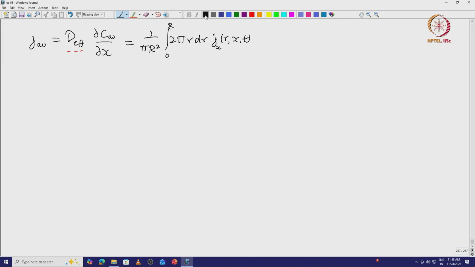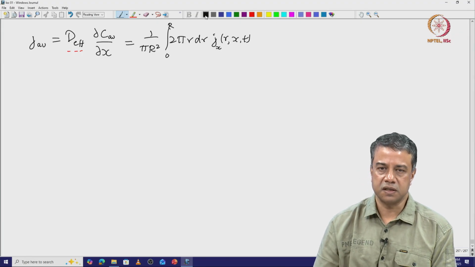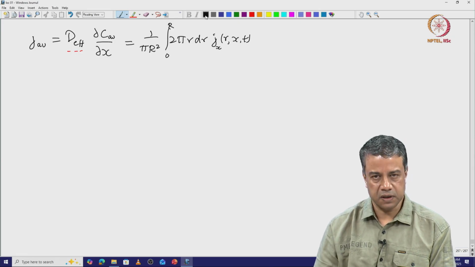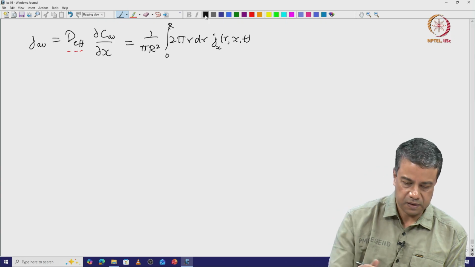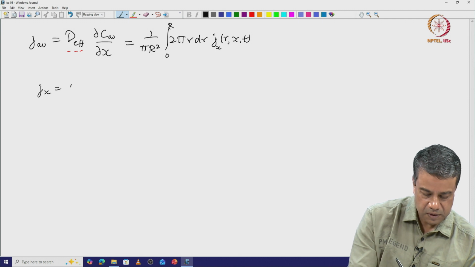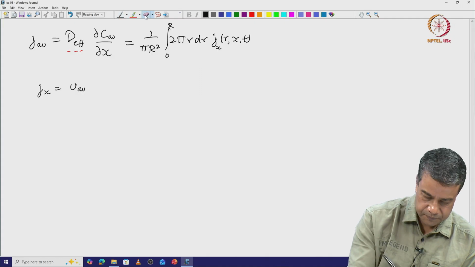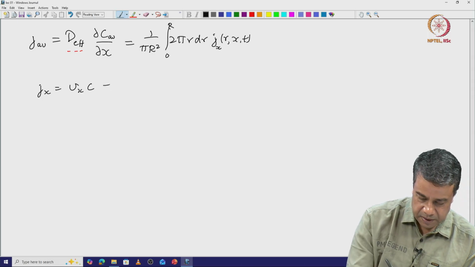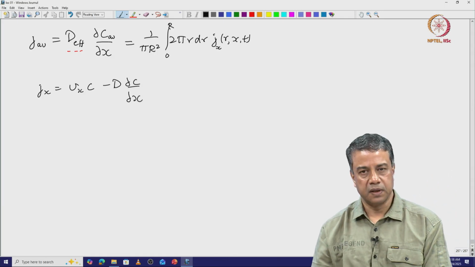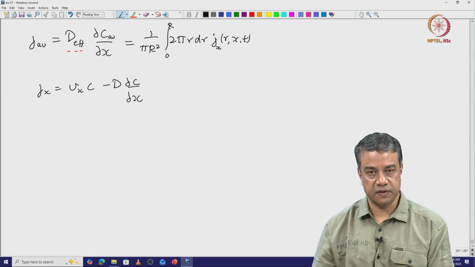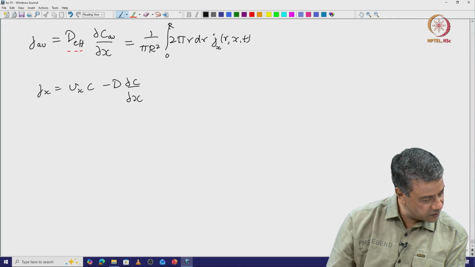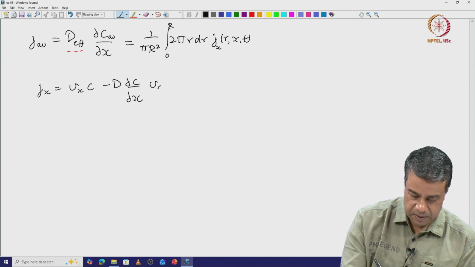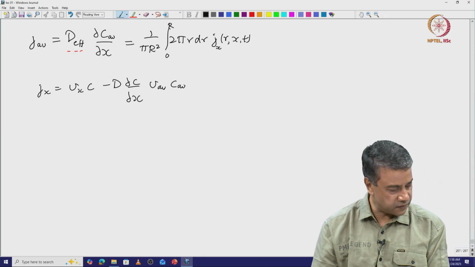As you know, the flux consists of two parts. One is the convective flux due to the flow velocity, the other is the diffusive flux. First of all, the flux J x is equal to V x c minus D partial c by partial x. We want the dispersion, that is, in the reference frame moving with the average velocity. That means that in the reference frame moving with the average velocity, you have to subtract out V average times C average.